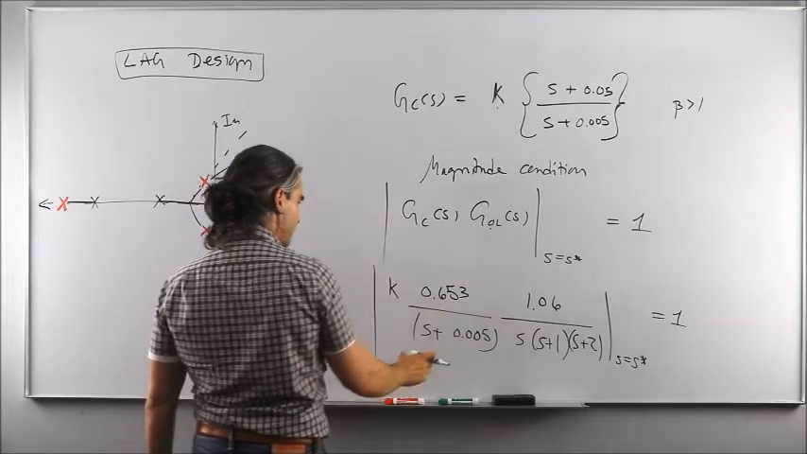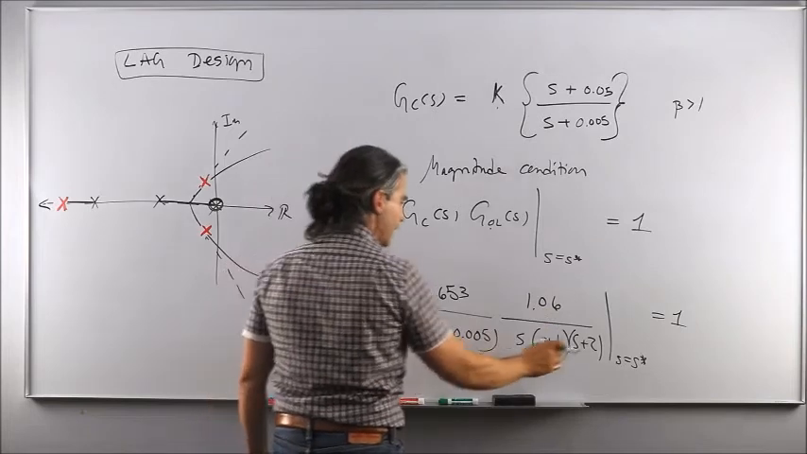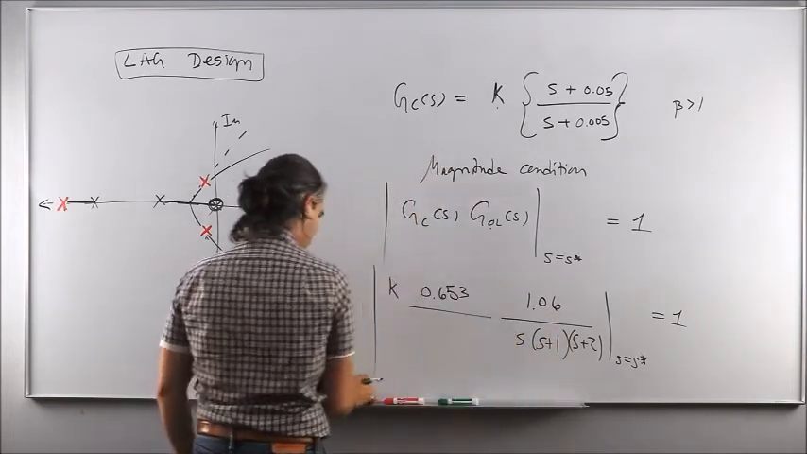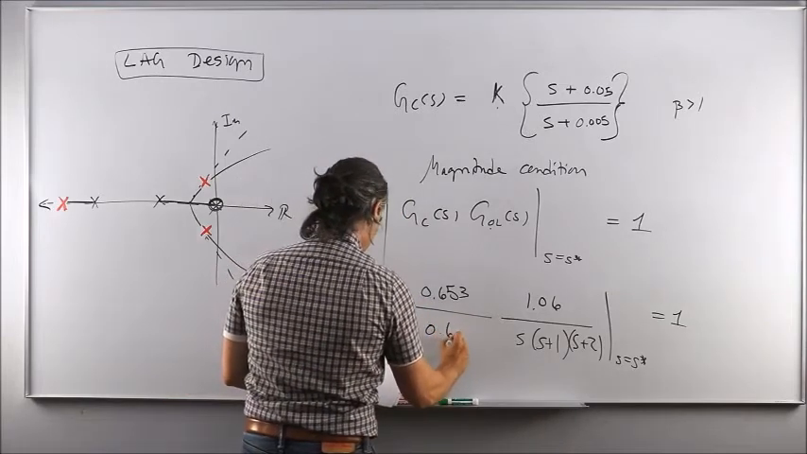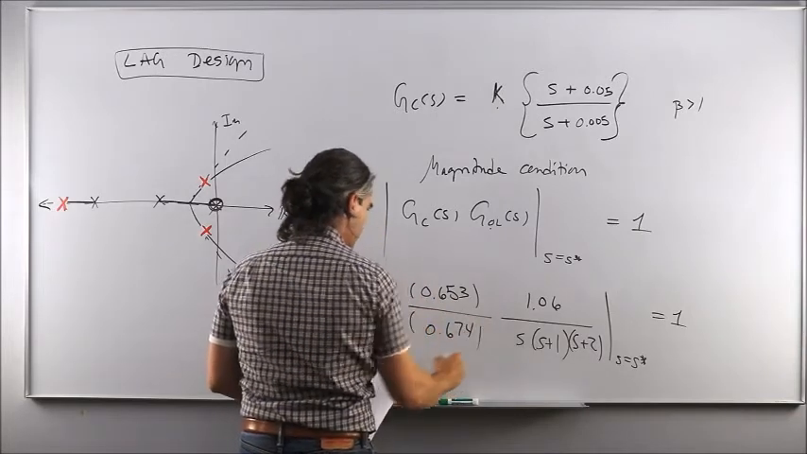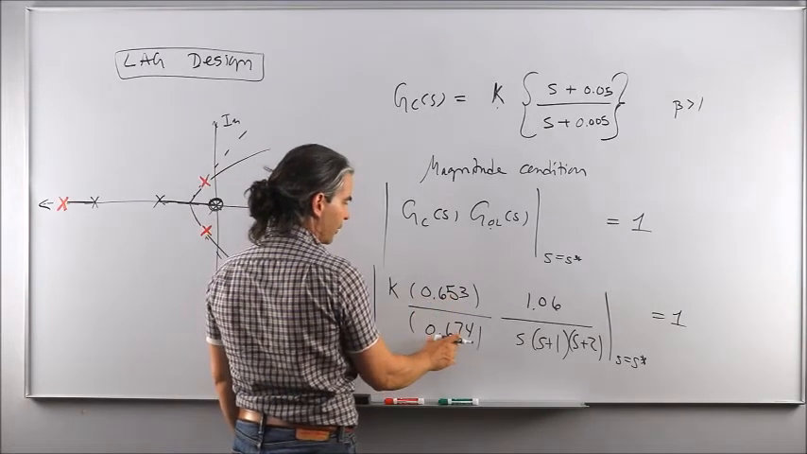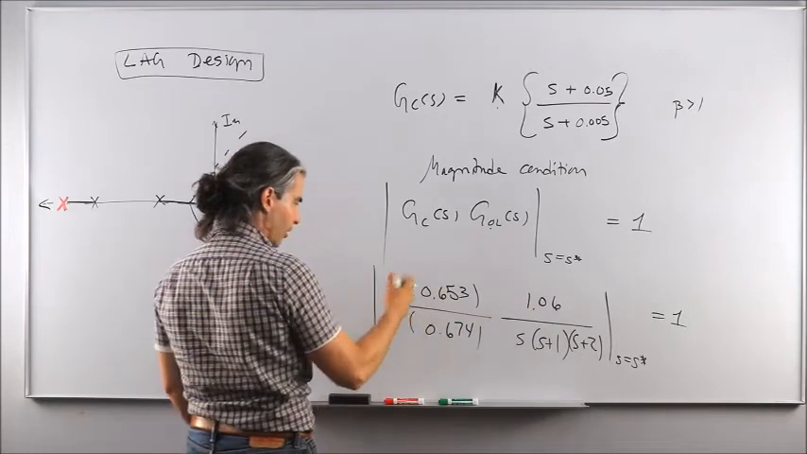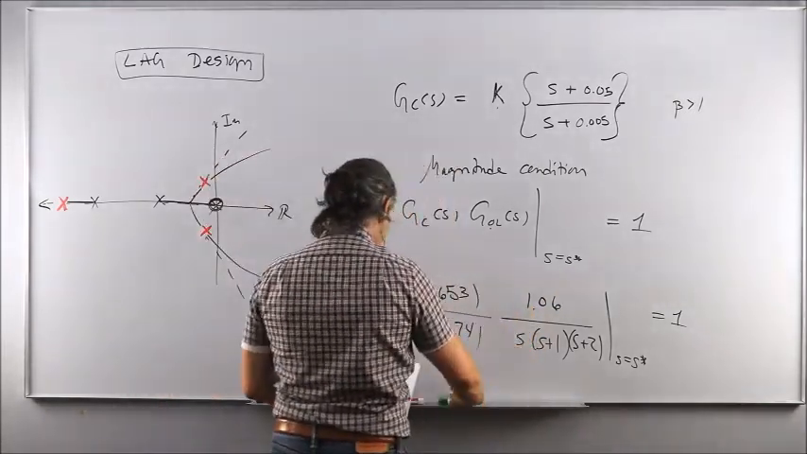0.653. The distance between the pole of the compensator almost at the origin of the complex plane and S star, or the original closed loop pole locations, because again, they were just fine where they were, it would be 0.674. And as you can see, this ratio here is almost equal to 1 because the zero is almost on top of the pole, and therefore their distances with respect to S star are almost equal, okay? The 1.06 remains there.